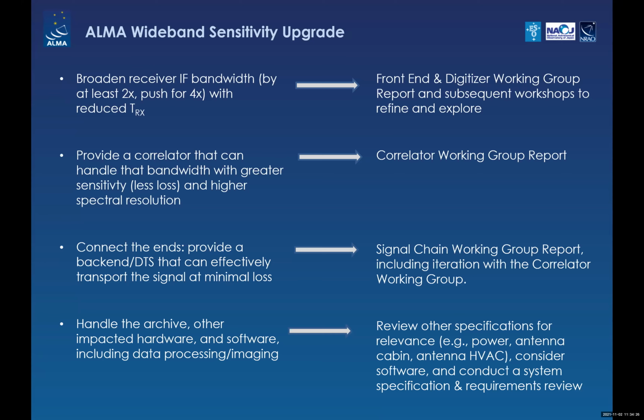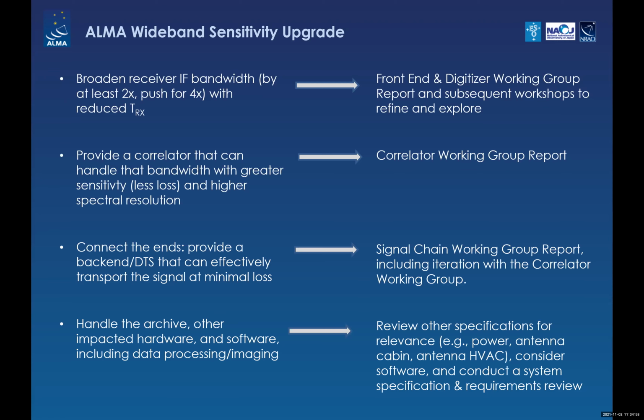We need to provide a correlator that's going to be able to handle that increased bandwidth, and also give that correlator some capabilities that will allow us to make better use of the spectral reach that we will then have, and ensure that we retain high spectral resolution. Of course, we need to then combine the correlator and the receiver systems in a sensible way.